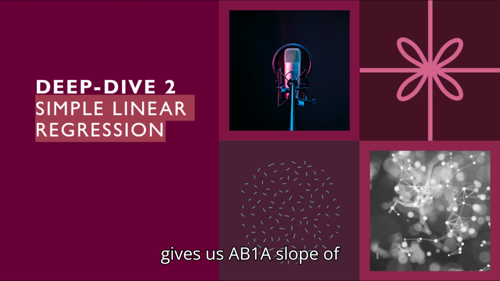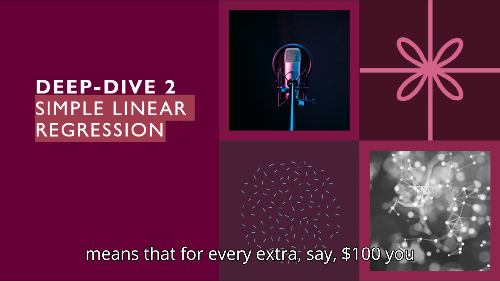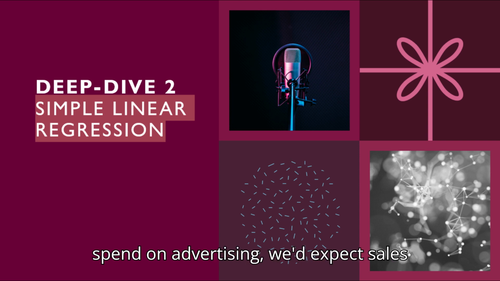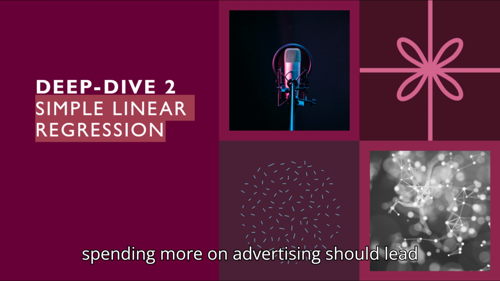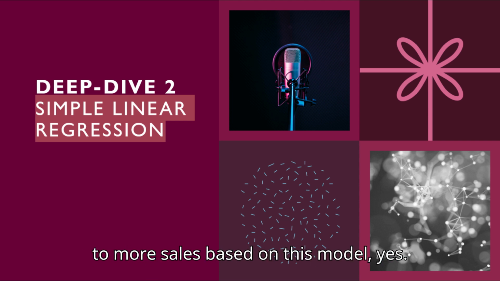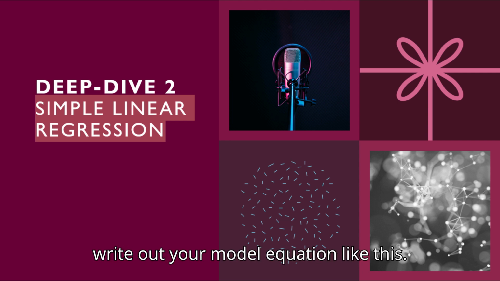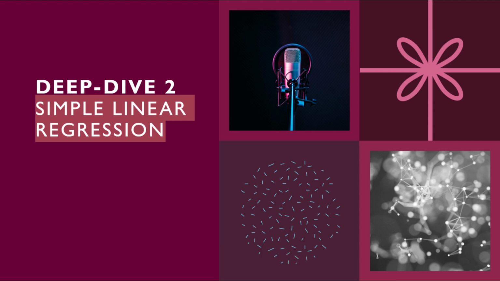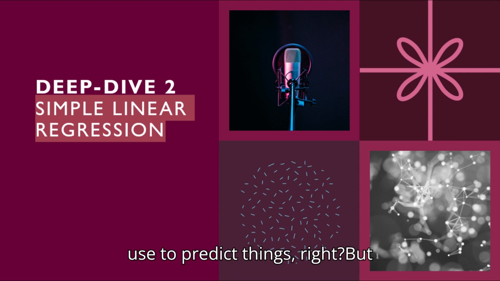Let's say R gives us a B1, a slope of 2.77. Okay, so what does that mean? That means that for every extra, say, $100 you spend on advertising, we'd expect sales to increase by 2.77 units. Oh, I see. So spending more on advertising should lead to more sales. Based on this model, yes. And based on these coefficients, you can write out your model equation like this. Sales equals negative 157.33 plus 2.77 times advertising. So now we have an equation we can actually use to predict things.